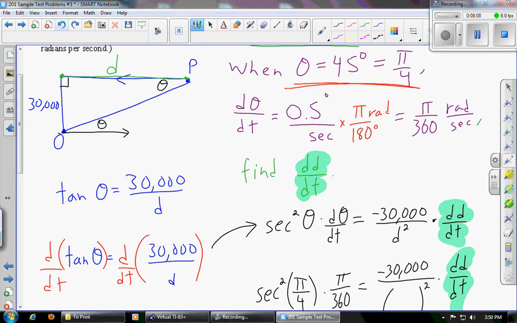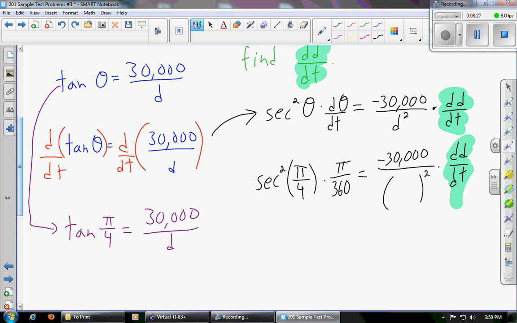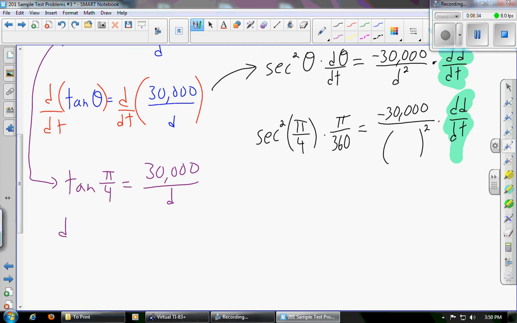Well, let's get rid of some of this stuff and come down here, and we're going to rewrite this equation. And instead of theta, we know that theta is 45 degrees or pi over 4, and that's equal to 30,000 over d. And now we can find d. So let's see, we're going to maybe cross multiply or multiply both sides by d. So we get d tan pi over 4 is 30,000, which means that d is 30,000 over tan of pi over 4.